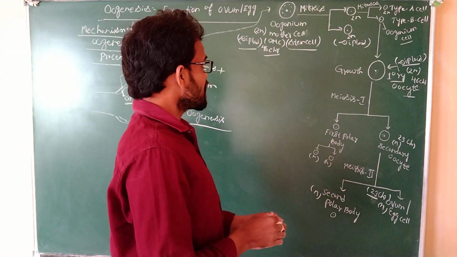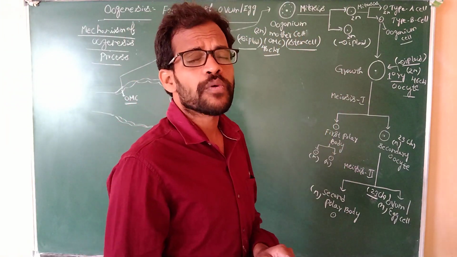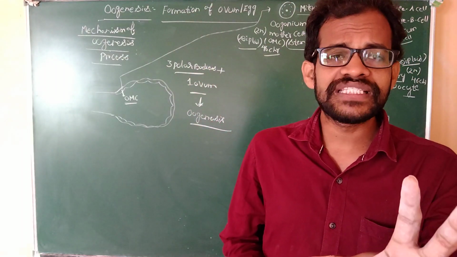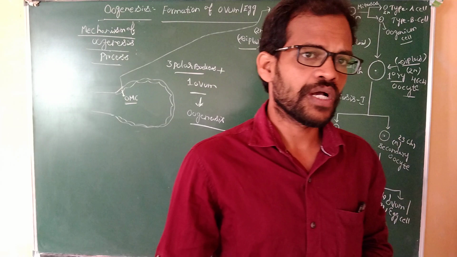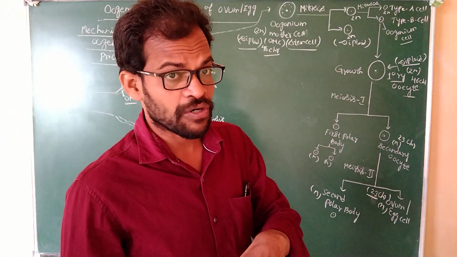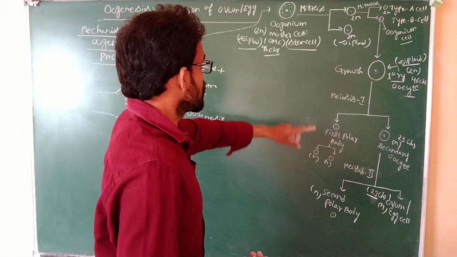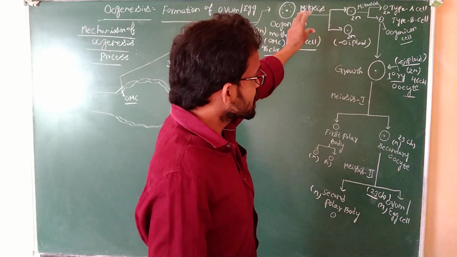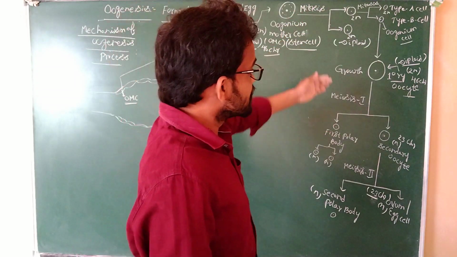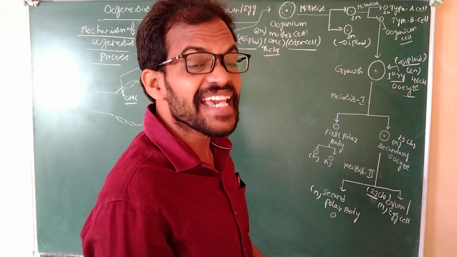Coming to this process, oogenesis takes place while the female baby is growing inside the mother's womb. At this stage, oogonium is converted through the meiosis process. They continuously divide and produce a number of cells. These cells again increase in size.